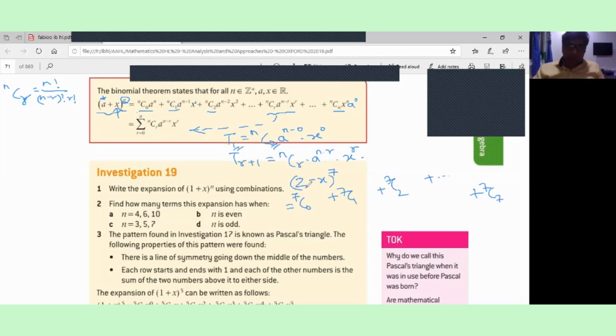Now, the first term is 2. So 2 raised to the highest power, 2 raised to 7. This is 2 raised to 6. It goes on decreasing, so 2 raised to 5. And the last has to be 2 raised to 0.